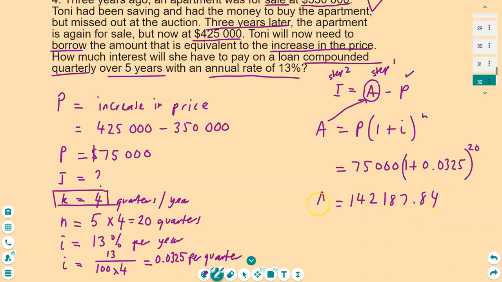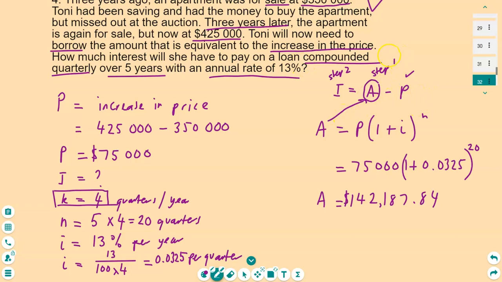$142,187.84. That's a pretty crazy number. So if she's borrowing $75,000, she's having to pay back almost double to the bank. After 5 years. So they can really push up those interest rates sometimes. But anyway, let's answer the question. How much interest? That was what we need to find. How much interest will she have to pay?